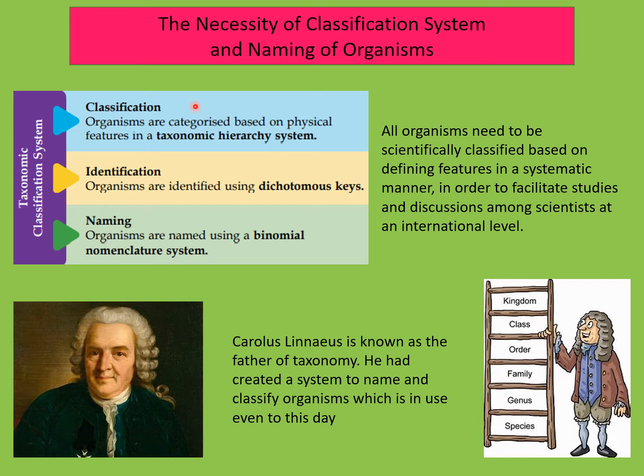Okay, so this is the taxonomic classification system. The first one is classification. Organisms are categorized based on physical features in the taxonomic hierarchy system. And then identification. Organisms are identified using the dichotomous key. Okay, we'll learn later about this dichotomous key. And then last one, naming. Organisms are named using the binomial nomenclature system. Okay, this is the father of taxonomy. He created the system to name and classify organisms.